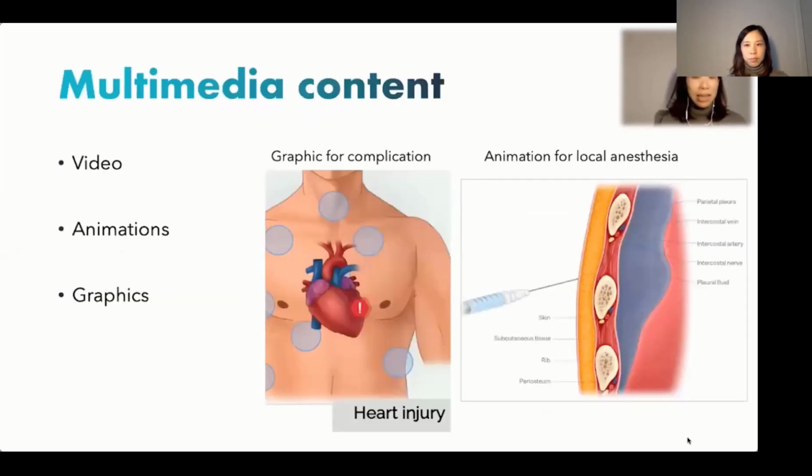This is an exciting part, to develop multimedia content. We try to attract the audience visually and to deliver the content in a concise format. A video, animations, and graphics are included. Here, the graphic in the middle is about heart injury as a complication, and the animation on the right is about how local anesthesia is performed.